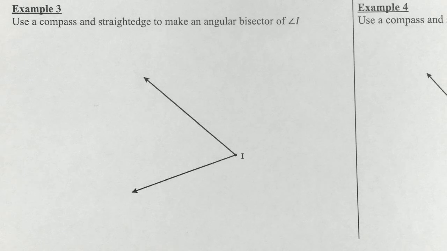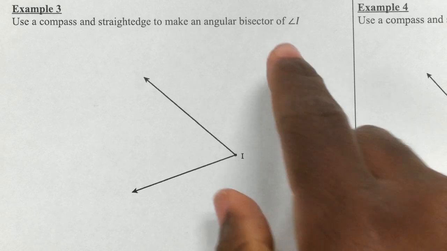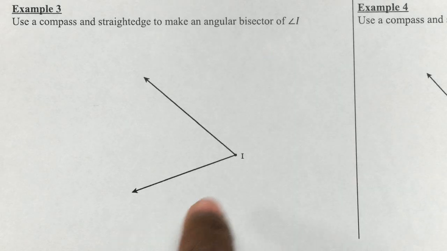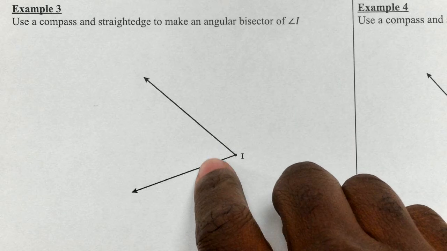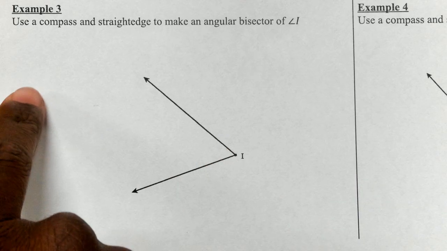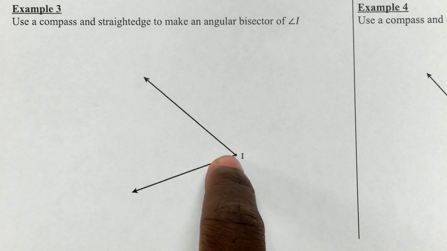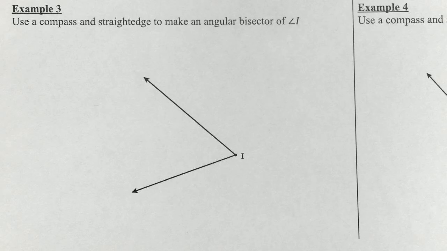Skill 1, example number 3. So this example says we need to use a compass and straight edge to make an angular bisector for the angle I. So the angle I would be right here. So I'm trying to find the bisector, or the line that will cut this angle in a perfect half, okay?